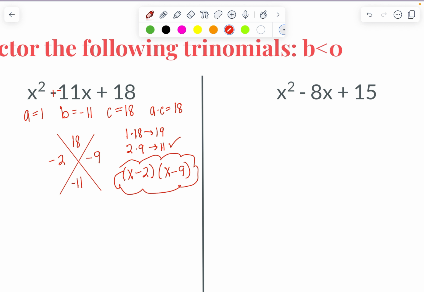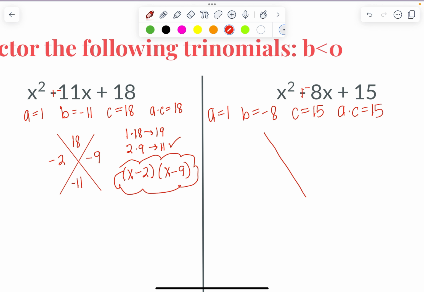X squared minus 8x or plus -8x plus 15. So A is 1, B is -8, C is 15, which means A times C is 15. We have the same type of situation here where our top number is positive. We're multiplying to a positive 15, adding to a -8, which means these two sides will be negative. Again, once you put in the signs of the two sides, then we can ignore signs. Okay, we've already taken care of that.